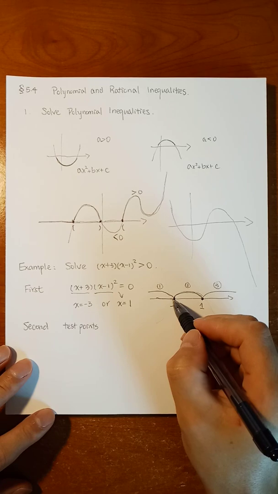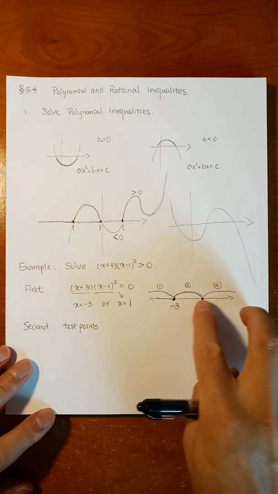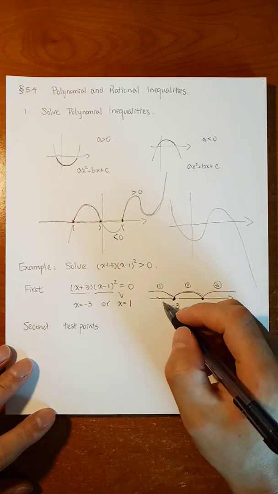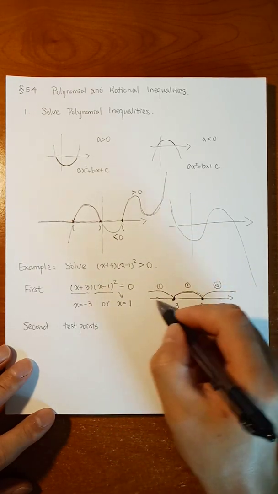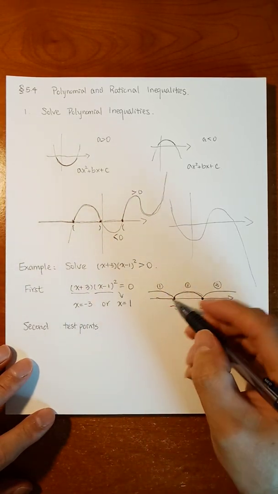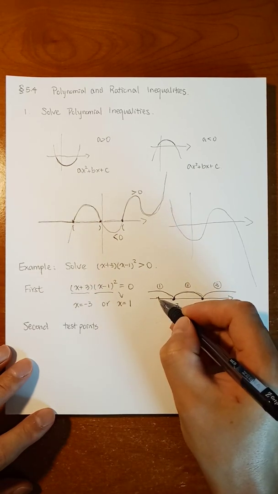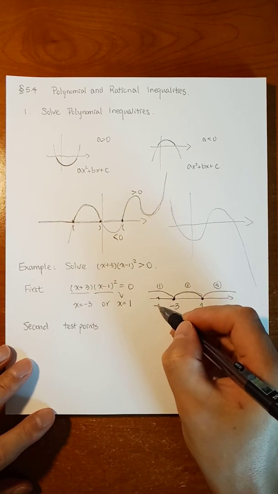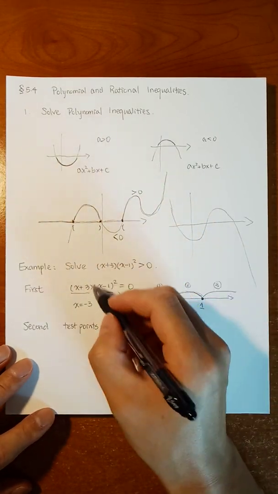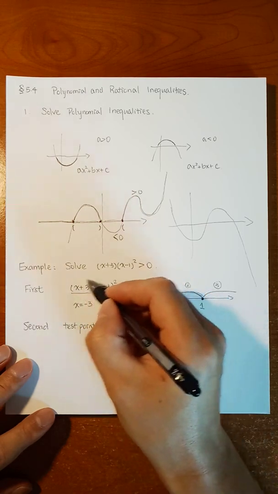We're going to pick up a test point from each sub-interval. We have 3 sub-intervals, so we're going to pick up 3 test points. Of course, you pick simple test points so that you can easily evaluate. On this left branch, I'm going to pick something like negative 4. Negative 4 is a test point to test the value of this function.